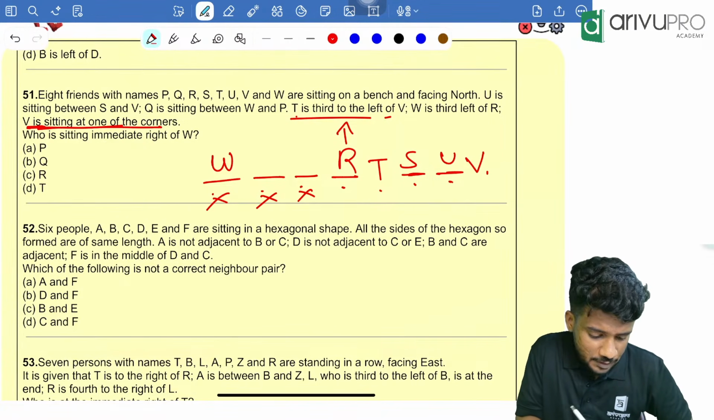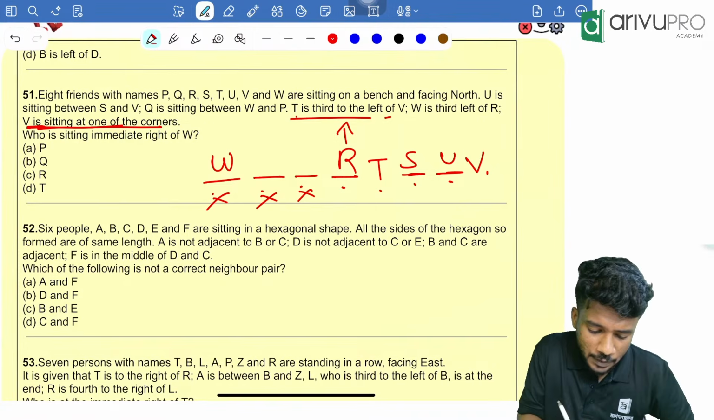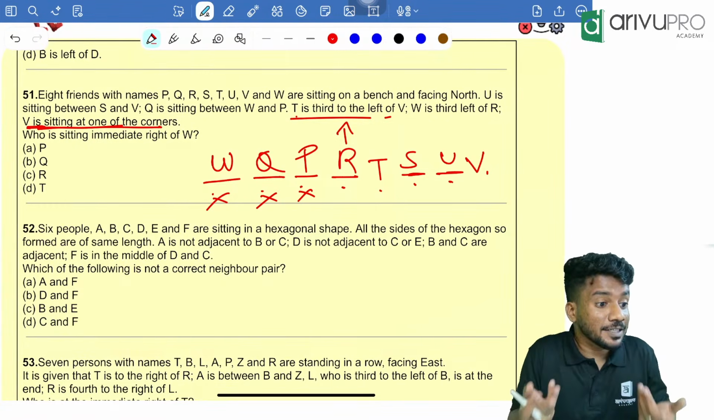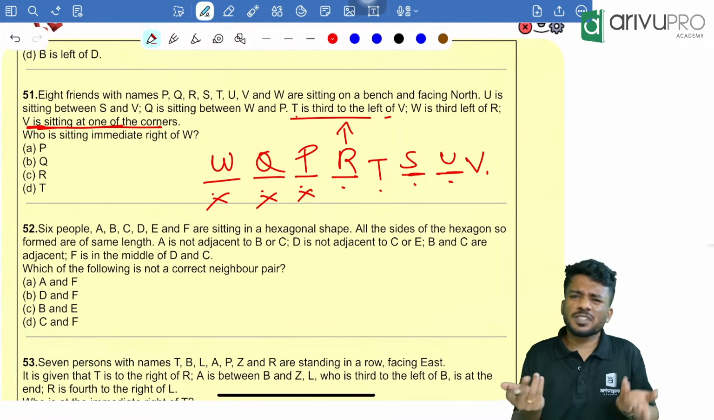U is determined between S and V, Q is between W and P. Q is between W and P. Now, since I am explaining, it will take more time. Since you guys will do it, it will not take that much time.